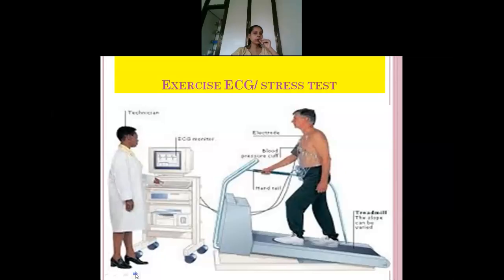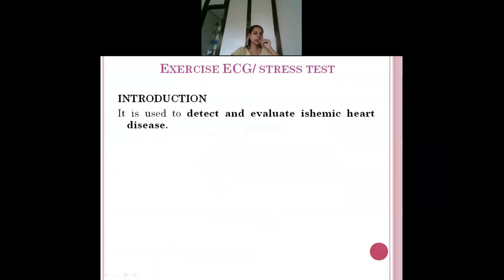So, introduction: it is used to detect and evaluate ischemic heart disease, as I have told. Ischemic heart diseases are those conditions where there is decreased blood flow to the heart, like coronary artery disease or atherosclerosis, where there is plaque deposition or cholesterol deposition in the coronary arteries. So mostly it is used to detect all these conditions.